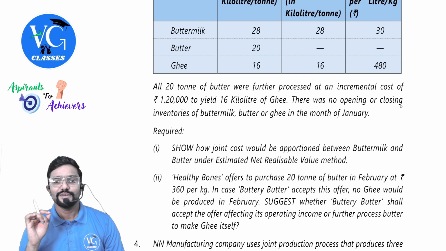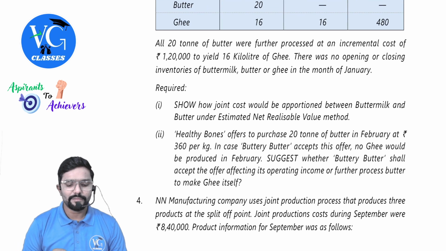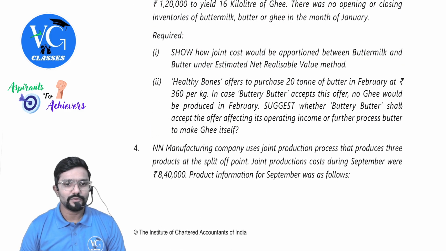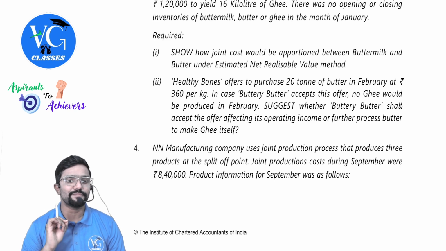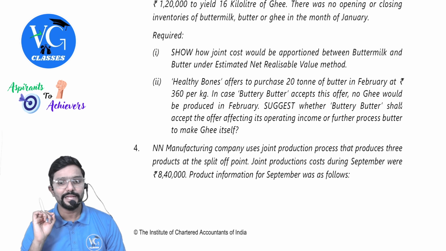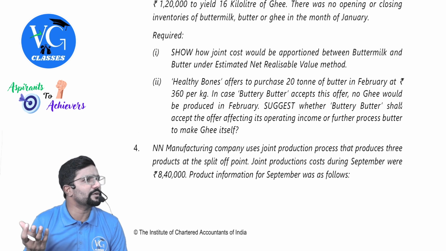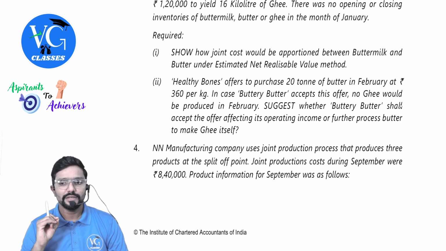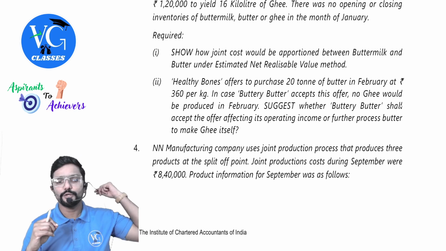There was no opening or closing inventory. Okay, that is the second requirement. This is with respect to decision making. Someone outside offers to purchase 20 tons of butter in February at 360 rupees per kg. In case Buttery Butter accepts this offer, no ghee would be produced in February. Why, sir? Where is butter to produce? Correct, butter we have already sold. Suggest whether Buttery Butter should accept the offer, affecting its operating income, or further process butter to make ghee.